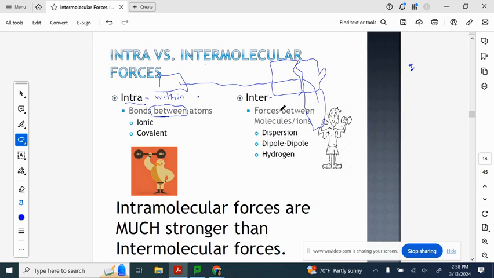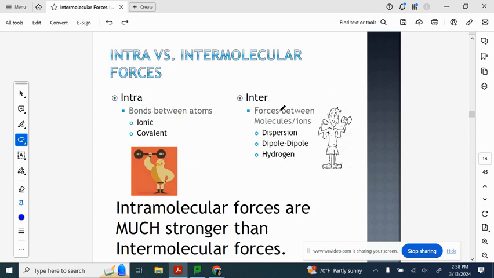Okay. So when we look at these forces, when we're talking about them in terms of atoms and molecules, we have intramolecular forces. Those are bonds between atoms. We've already studied a couple of those. Ionic and covalent are two that we've studied. And typically, that is what we call these. We don't call them intramolecular forces. We just call them by what they are, either ionic or covalent.